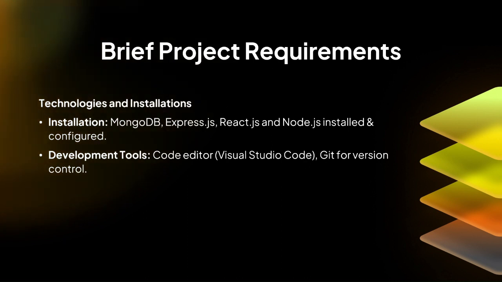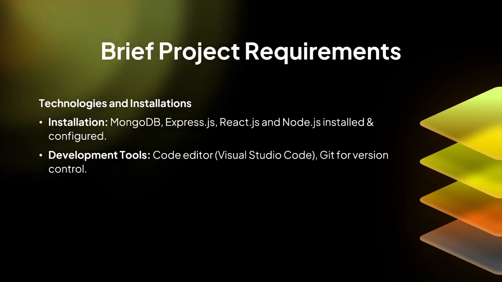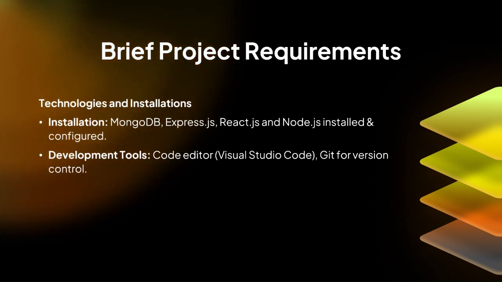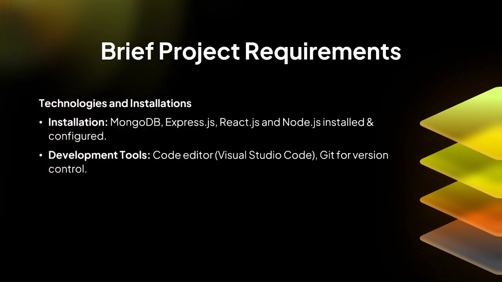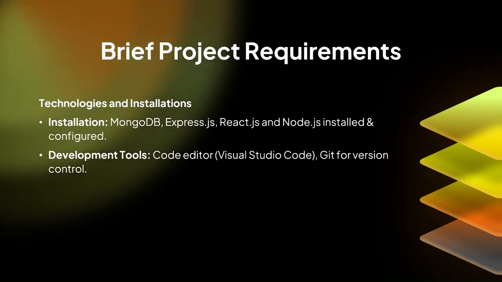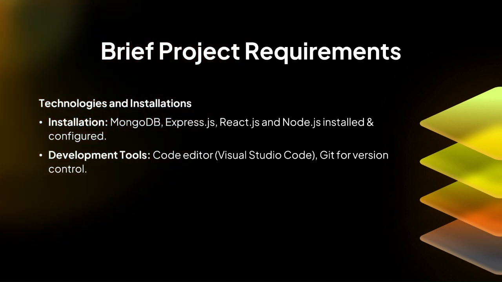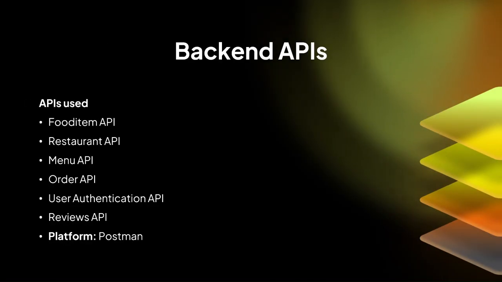So project requirements are quite simple, and it requires installation of MongoDB, Express, React, and Node on the server side, and for development. Development tools include a code editor, which is Visual Studio Code, and GitHub also for version control. Version control basically means we kept track of versions, and that any element that was updated was pushed to the repository and kept track of, so that in case we need to roll back, we can do that.